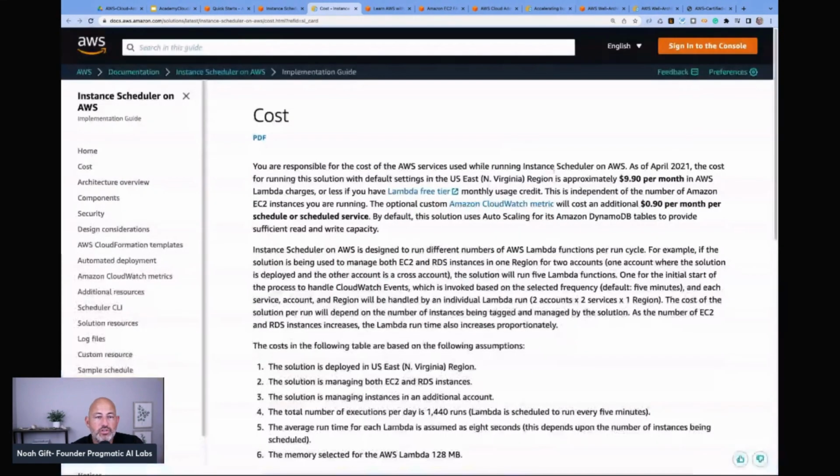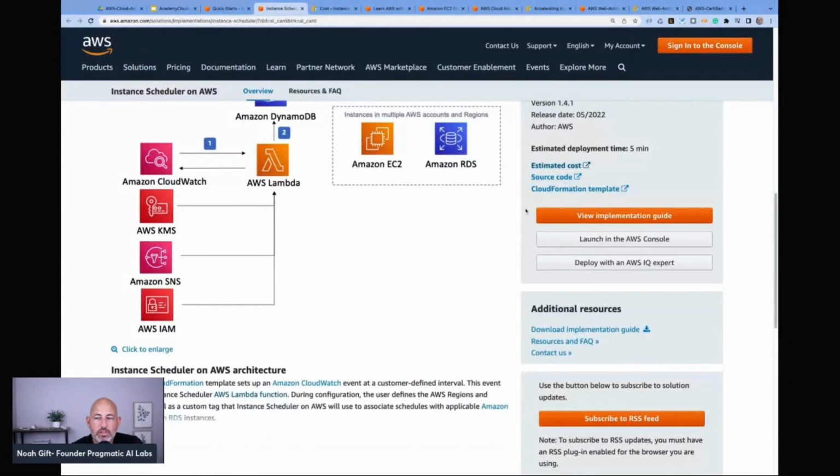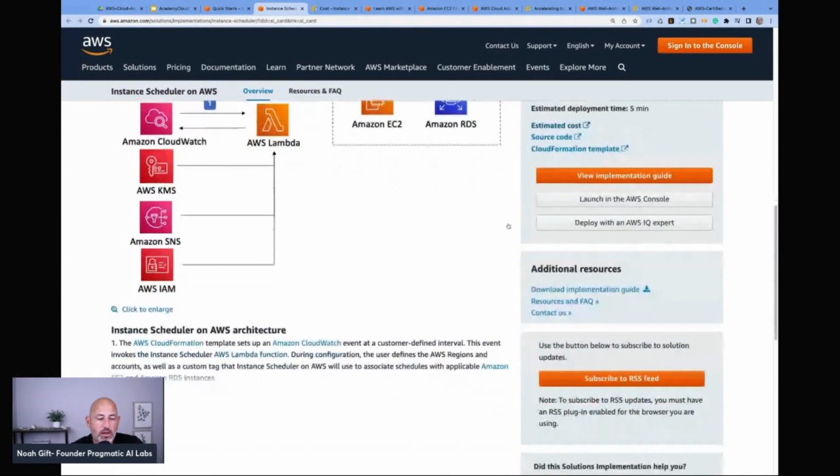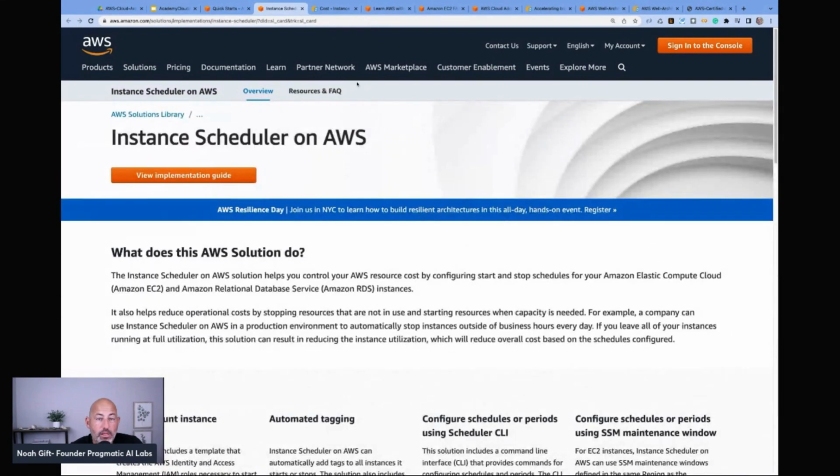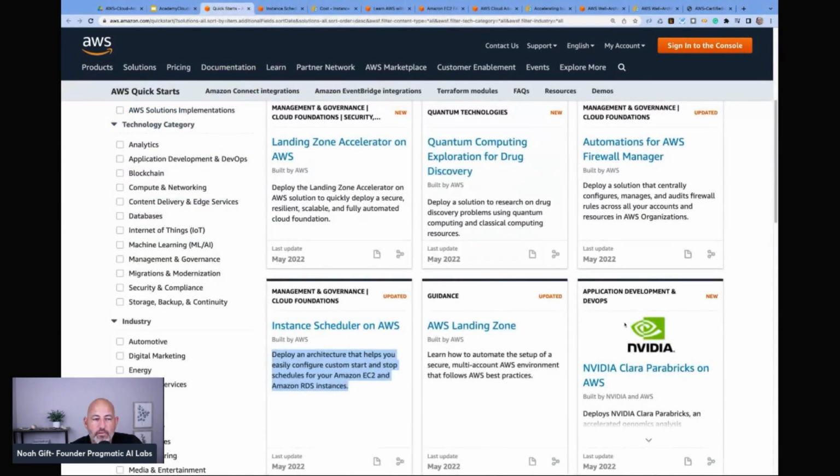It even shows you an estimated cost associated with the solution, and it shows you how long it would take. So it's a pretty cool concept, which is it really is like a guided tour of exactly what you would need to do to build something. And these are all available here on the AWS Quick Starts.